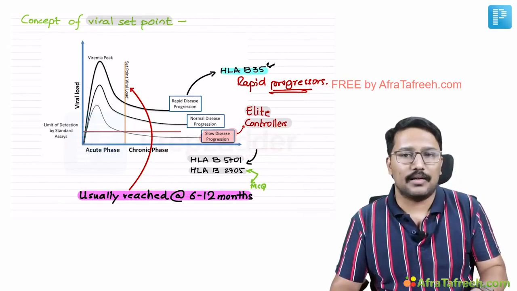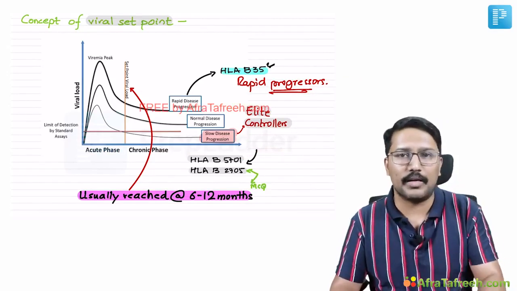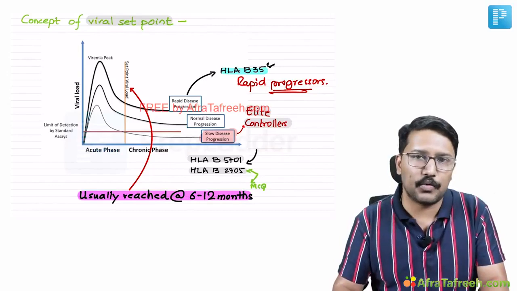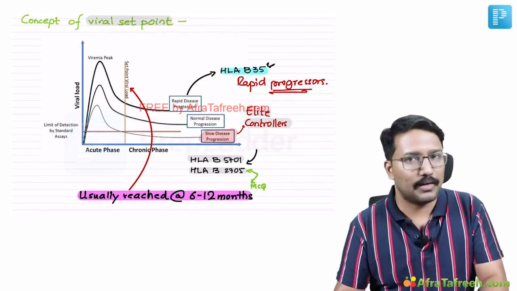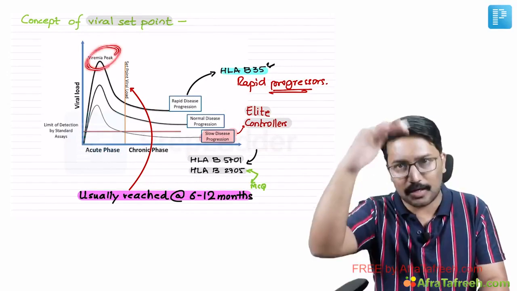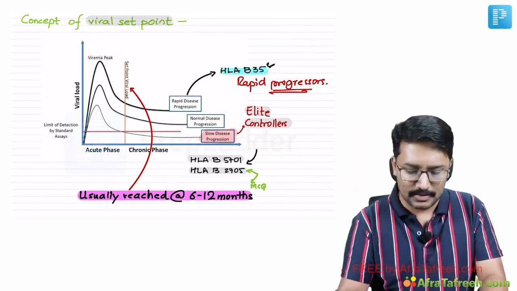Now, if you have to understand a patient's risk of developing AIDS, when is the ideal time to do his viral load? Is it during his acute viral infection? Definitely not, right? At that point, it will be at the peak. Now we want to know the set point, right?